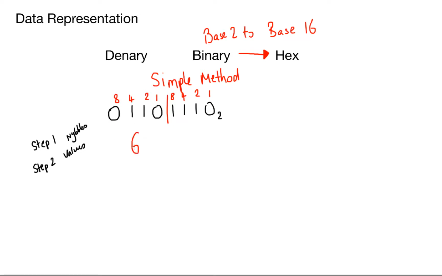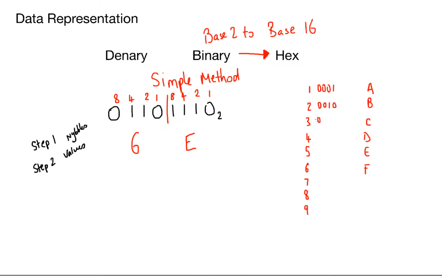And then I just add up the values, and that gives me 6 on the left-hand side and E on the right-hand side. And why does it give me E? Because remember, we go from 1 to 9 and then A to F. And that is because we've only got 4 bits, which gives us a maximum value of 15.